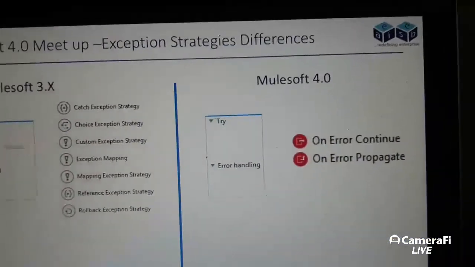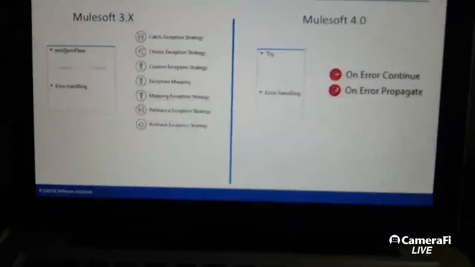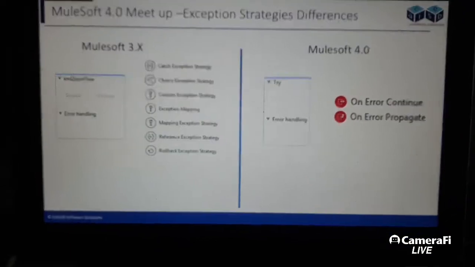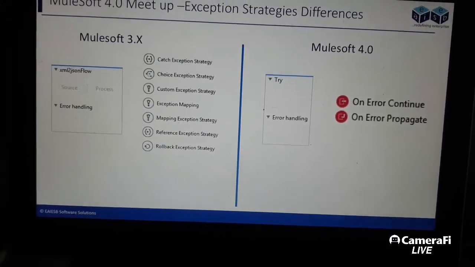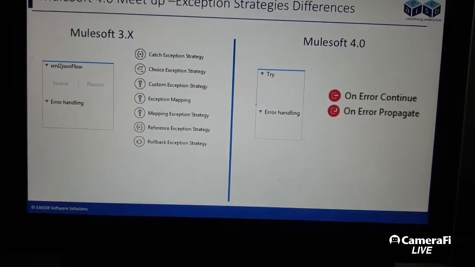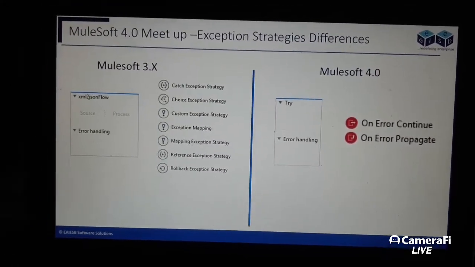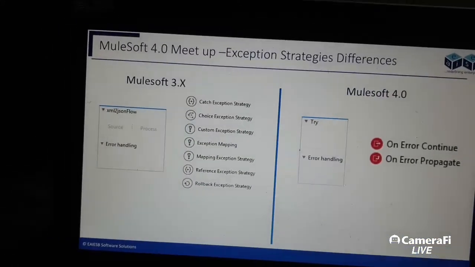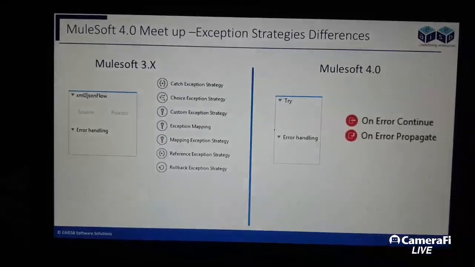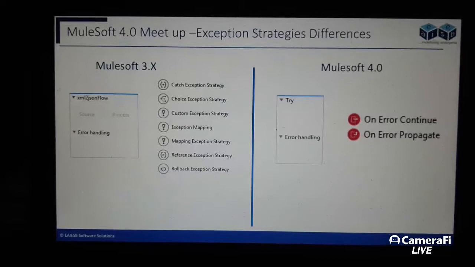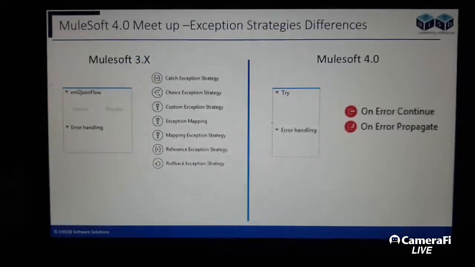The flow is split into three parts, like source, process, and error handling, right? So here we can have multiple parts, three parts, in a single main flow, that is source, process and error handling.